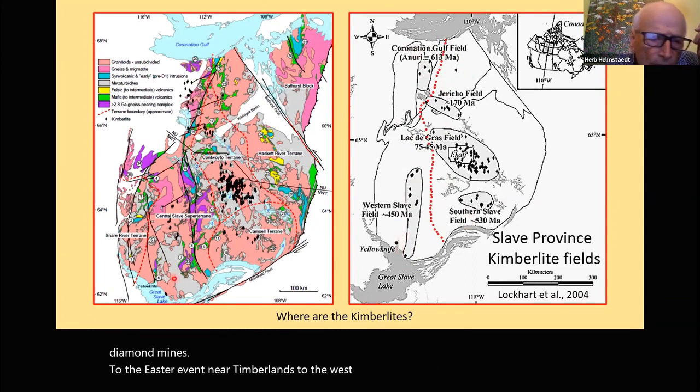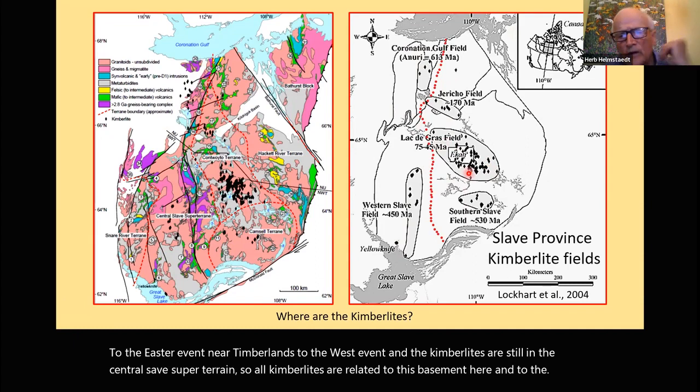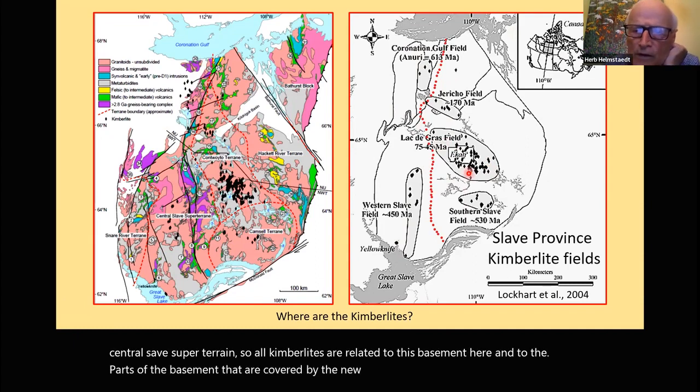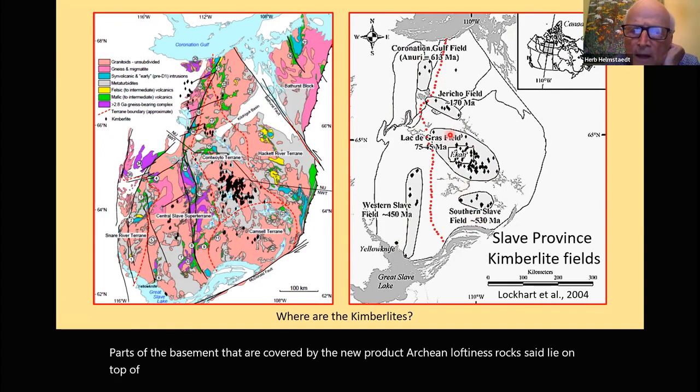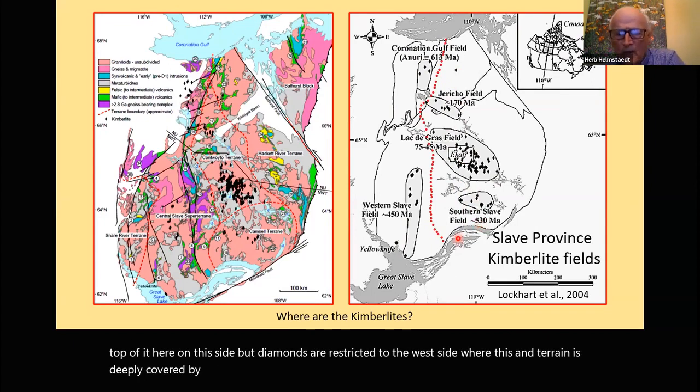And the kimberlites are still in the Central Slave superterrane. So all kimberlites are related to this basement here and to the parts of the basement that are covered by the Neo-Archean allochthonous rocks that lie on top of it on this side. But diamonds are restricted to the west side, where this terrane is deeply covered by the Neo-Archean rocks. I will show you sections about that later on.